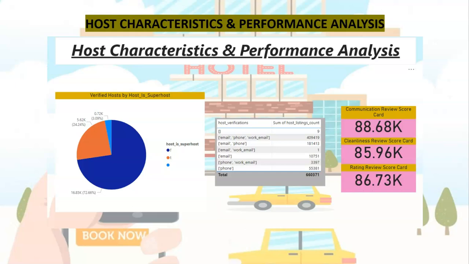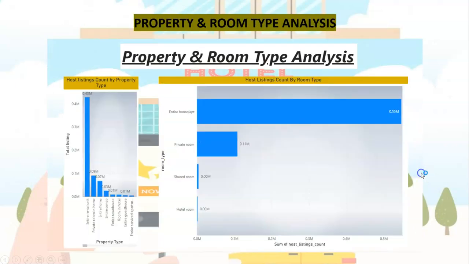Host characteristics and performance analysis. I've used a pie chart to actually verify host. The blue color on the pie chart represents that the host status as superhost is false. The orange represents true. And as for blue, it is not verified. Secondly, I've used three cards for communication review scorecard, cleanliness review scorecard, and rating review scorecard.